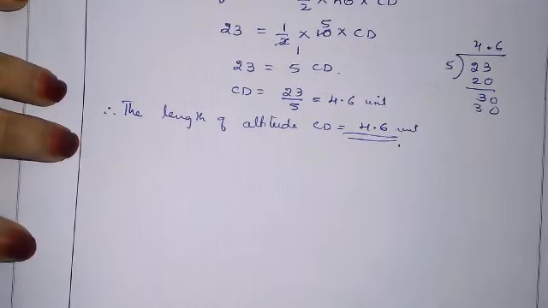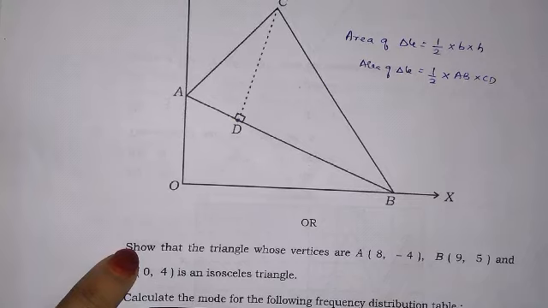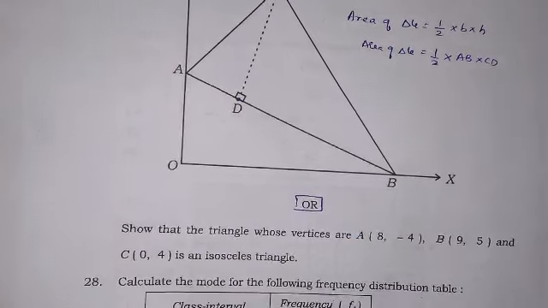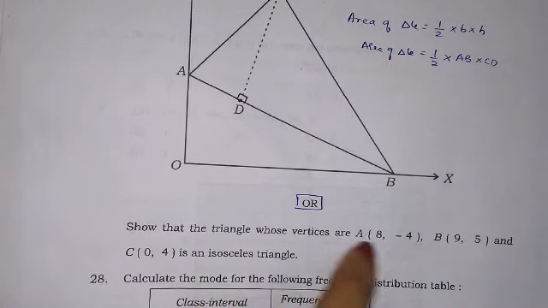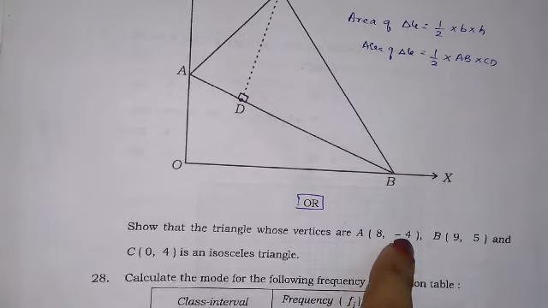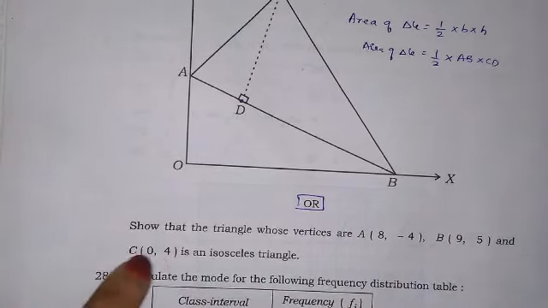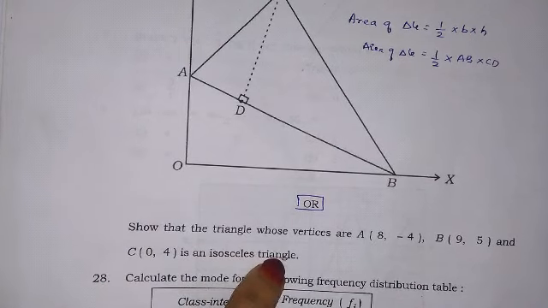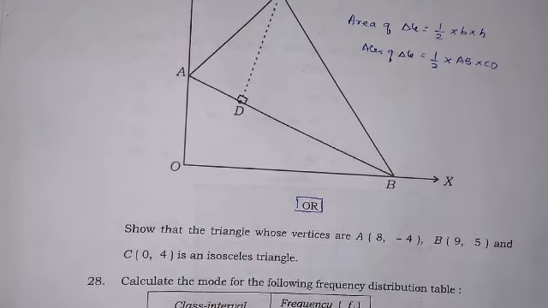This is question number 27. Now we can see here in the 27th question there is a choice. We can find, show that the triangle whose vertices are A (8, -4), B (9, 5) and C (0, 4) is an isosceles triangle. We have to prove that this triangle is an isosceles triangle.